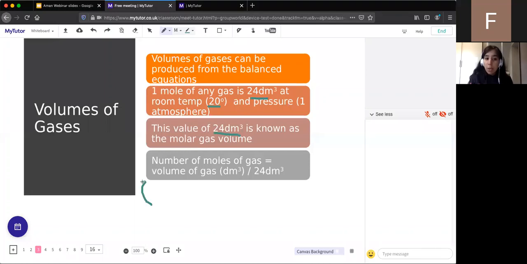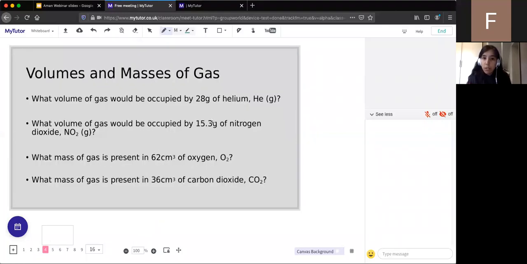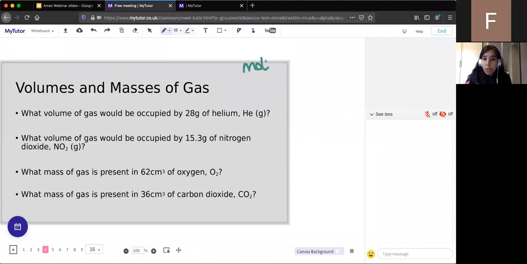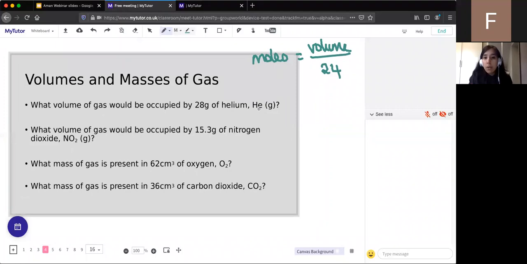So the value of 24 decimeters cubed is known as the molar gas volume. And the main equation that we need to be able to use is that the number of moles of any gas is the volume of that gas divided by that molar gas volume. Okay, so I've got some questions then. So remember, the number of moles of any gas equals the volume of that gas divided by 24. And this is only for gases, nothing else. So we're going to slowly build up the question difficulty.